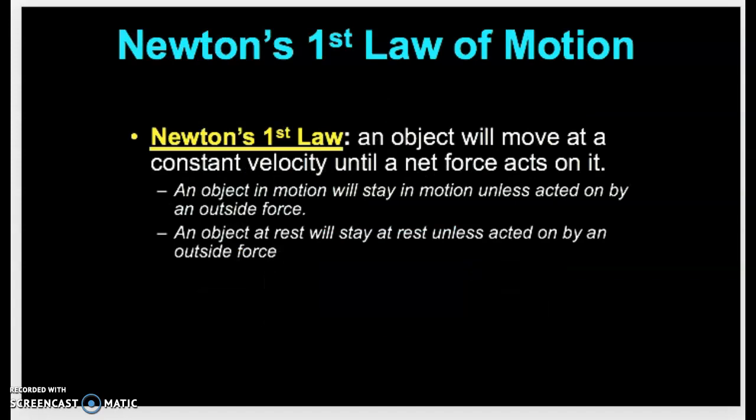Now, Newton's first law says that an object will move at a constant velocity until a net force acts on it. So we can talk about a lot of different ways that forces can act on things, like friction or gravity or air resistance. But you need to know that any type of force is going to act on an object that is moving. So an object will stay in motion unless acted on by an outside force. An object will stay at rest unless acted on by an outside force.